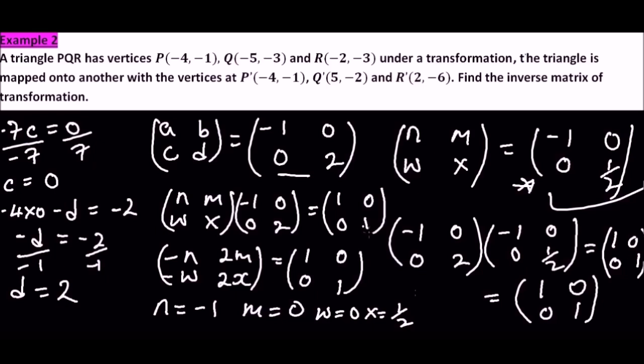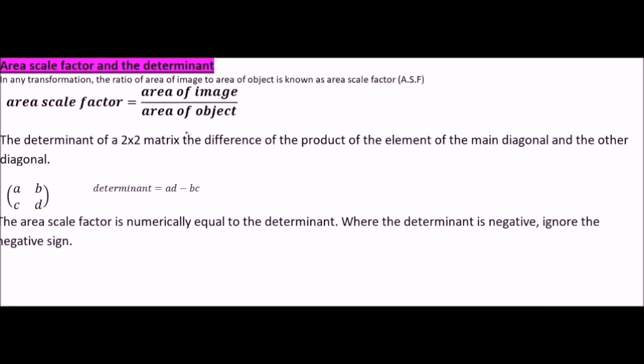From there, we are going to look at the relationship between the area scale factor and the determinant of the transformation matrix. In any transformation, the ratio of the area of the image to the area of the object is known as the area scale factor, in short written as ASF. That is, area scale factor is equal to the area of the image divided by the area of the object.